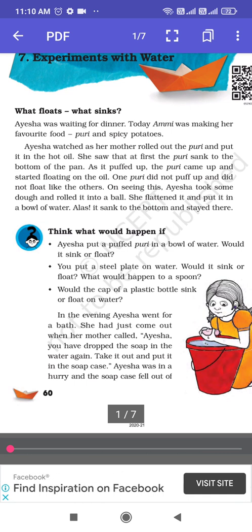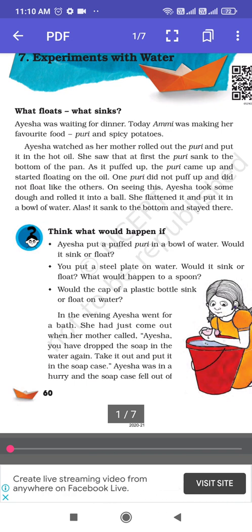Now Aisha was waiting for dinner. Today Ammi was making her favorite food, puri and spicy potato. Aisha watched as her mother rolled out puri and put it in hot oil. She saw that at first the puri sank to the bottom of the pan. As it puffed up, the puri came up and started floating on the oil.